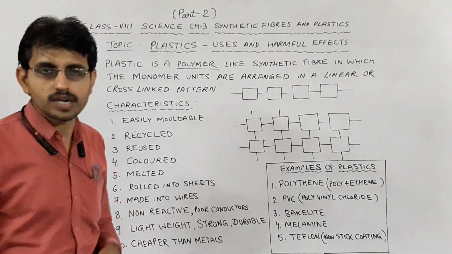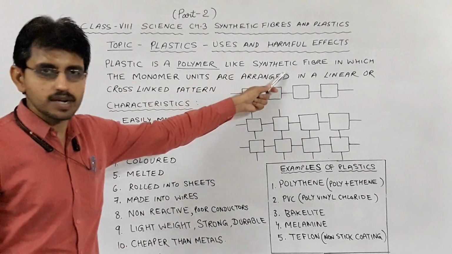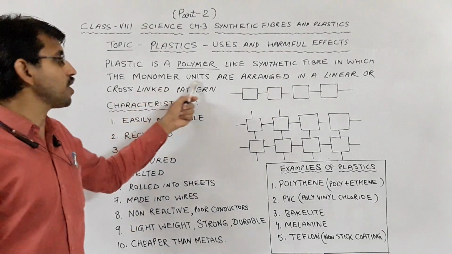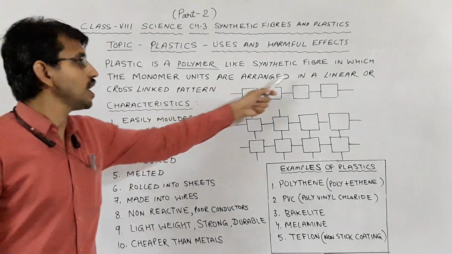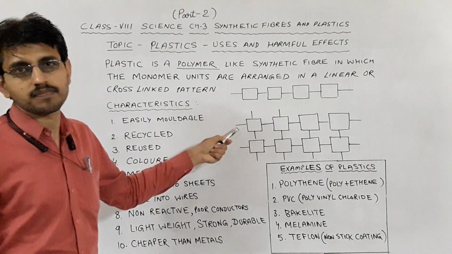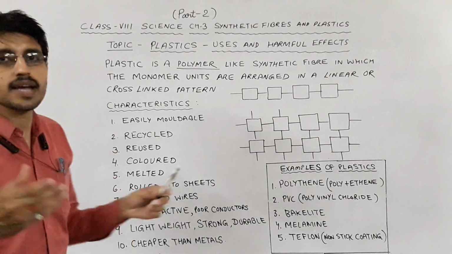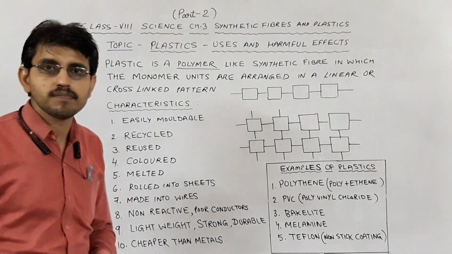So once again, what is a plastic? Plastic is a polymer like synthetic fiber in which the monomer units are arranged in a linear or cross-linked pattern. This is the definition of a plastic. Now, what are the characteristics of plastic? Let's see.